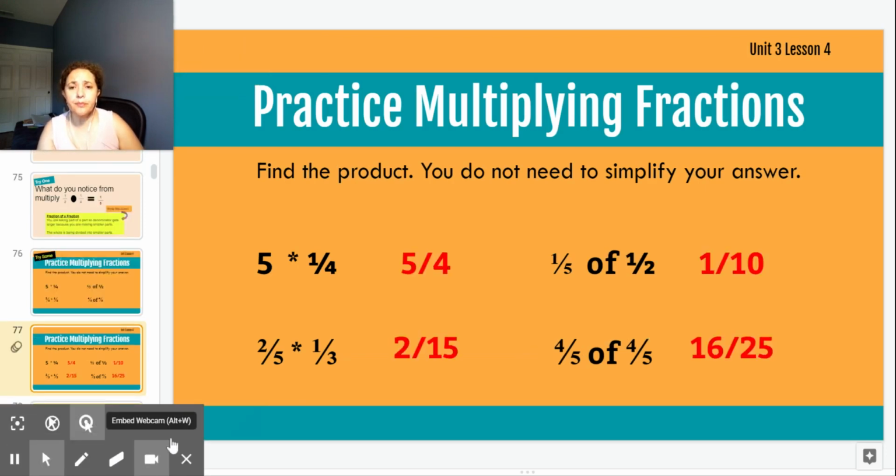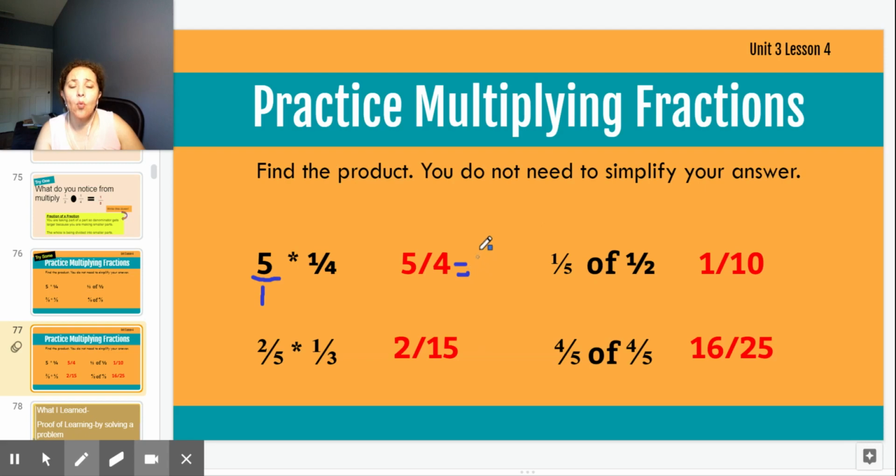All right, so 5 times 1/4, you should have put a 1 underneath for your denominator. 5 times 1 is 5, 4 times 1 is 4, 5/4. The 5 is bigger than the 4, so it tells me I must divide, right? 4 goes into 5 how many times? 1 time, good. And how many more do I need to get to 5? 1, so 1 and 1/4 is my answer for that one.